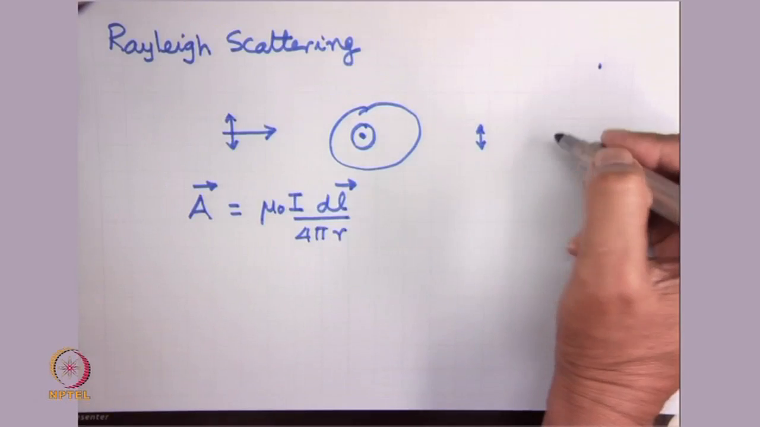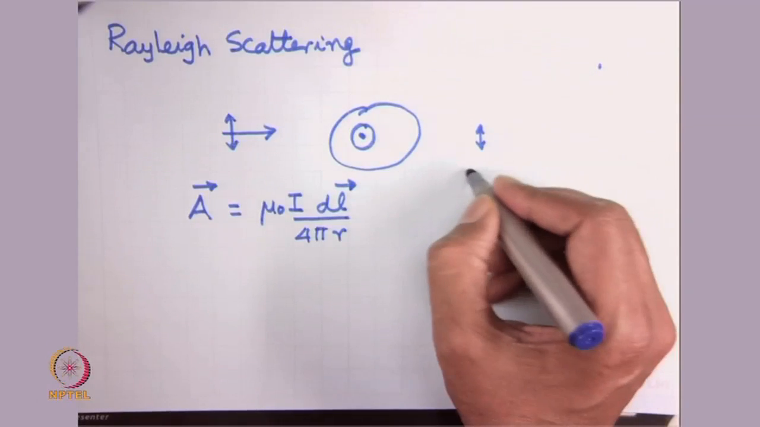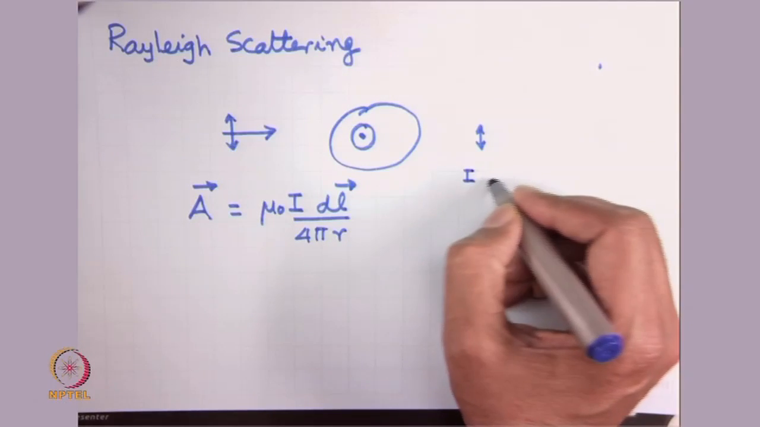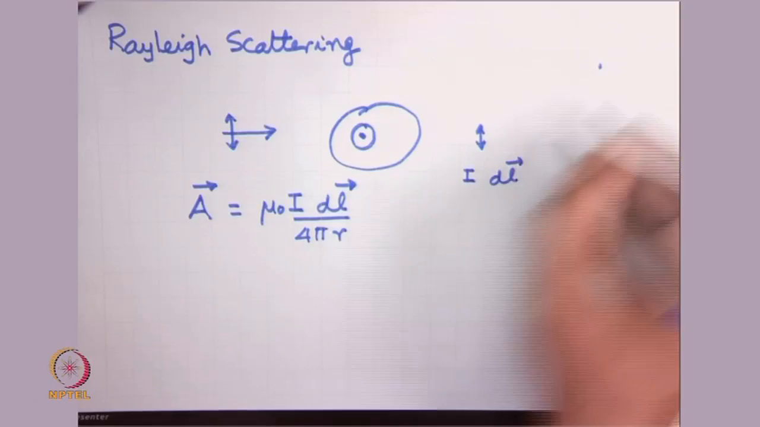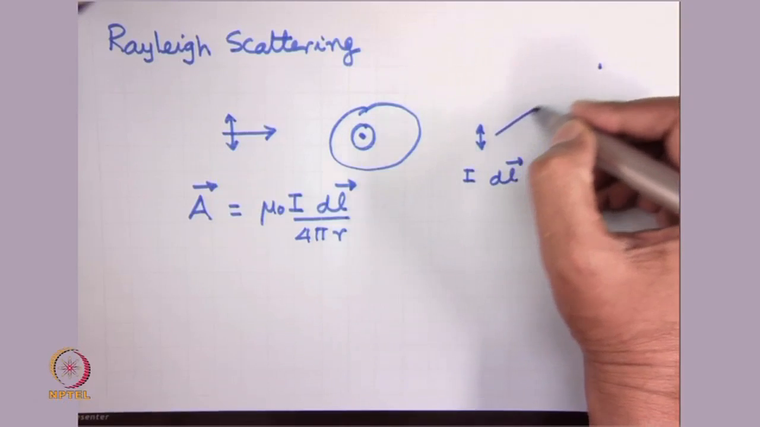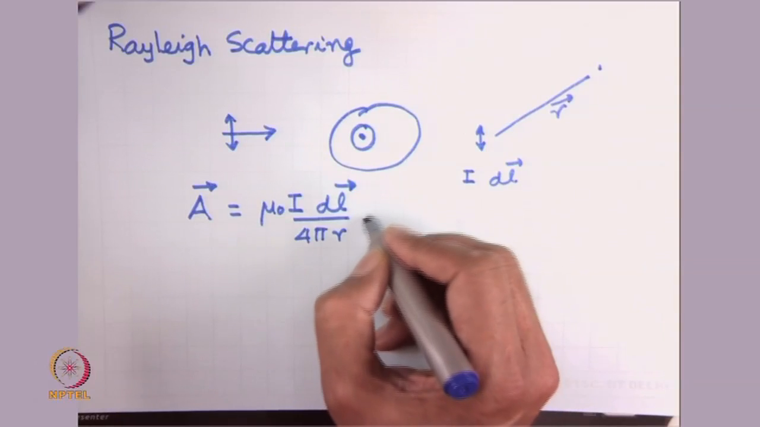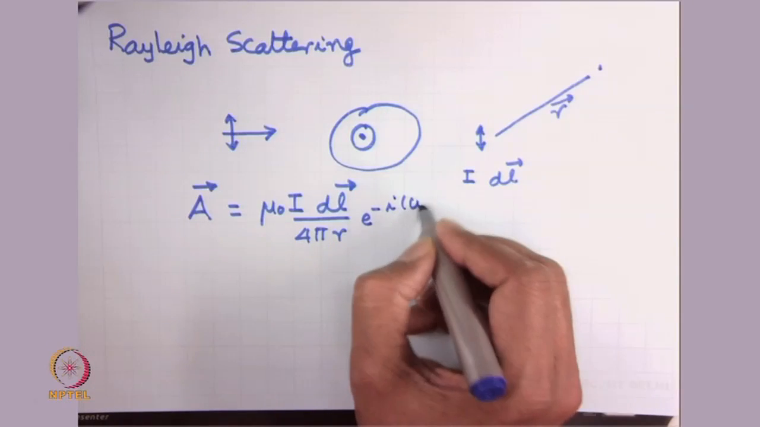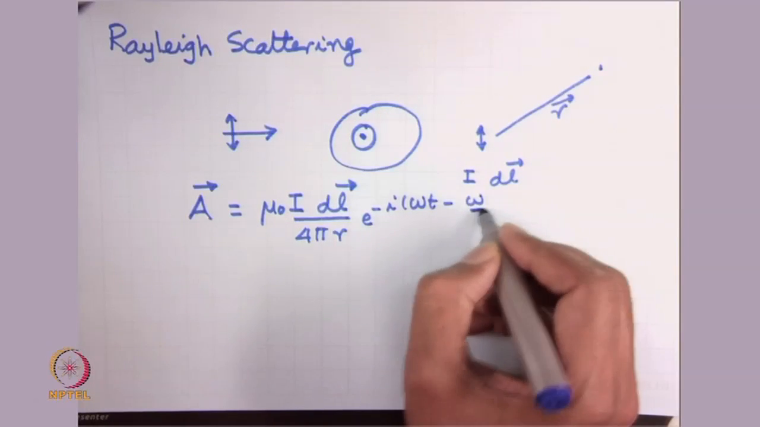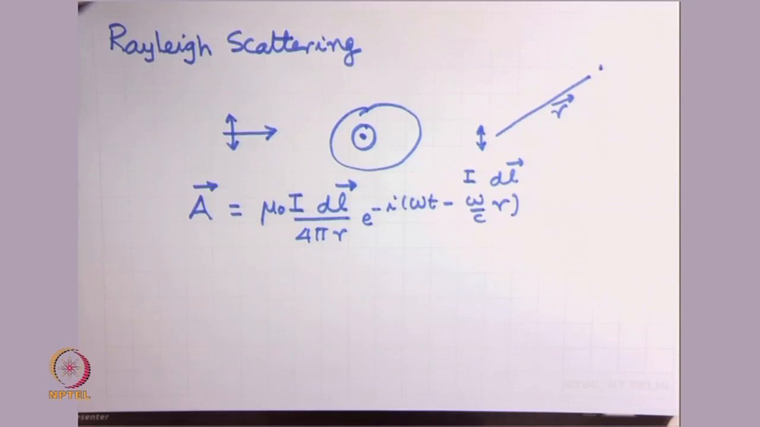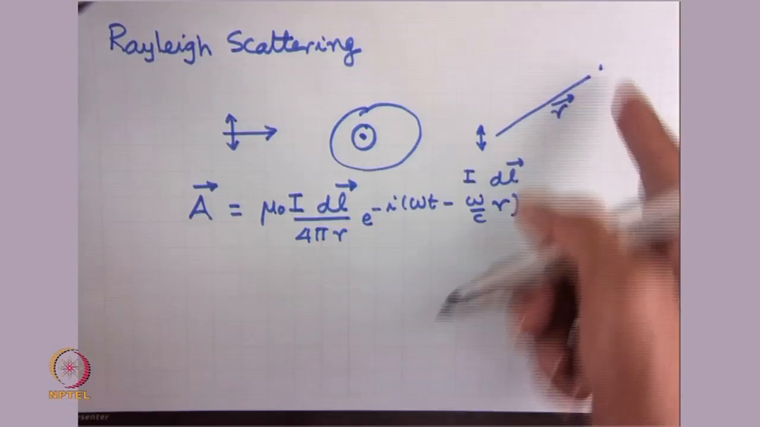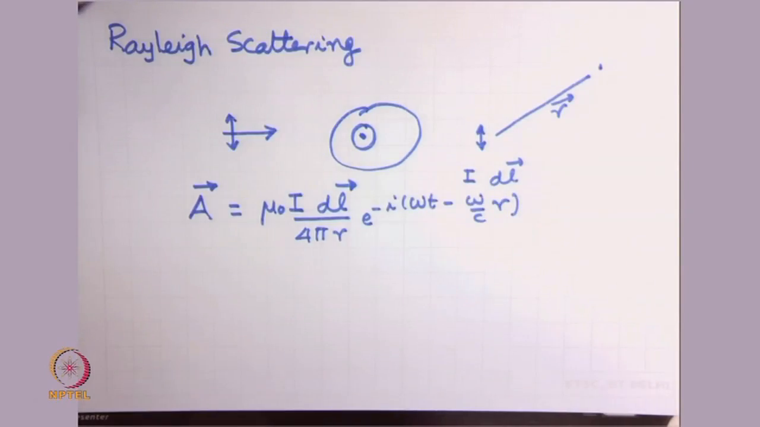Suppose I am treating this oscillatory dipole as an equivalent current I of length dl, then at a distance r, the vector potential due to this would be this quantity times exponential of minus i (omega t minus omega by c into r). This is the expression for the vector potential at a distance r due to a small dipole. Now, what is current?